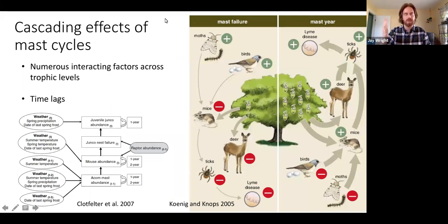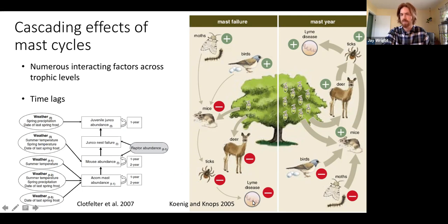So these fluctuating acorn production cycles have a multitude of cascading effects on the ecosystem. This figure on the right is showing some of these effects and all of the intricacies involved. On the left here, we have a mast failure, or a very low mast year. Since a lot of mice depend on acorns, that's going to cause the mouse population to go down because there's not as much food to raise young. The same can be said for the deer population. The larval ticks feed on mice, so the tick population will also go down in response to that low acorn year.